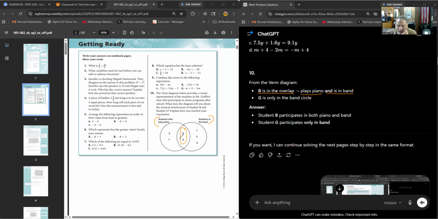Actually, that's only B. And G is only in the band circle. So student B participates in both piano and the band, and student G participates only in the band. Does that make sense? And that's pretty simple, right? Does everybody understand the Venn diagram? Basically, they're telling you how the middle is overlapping between two things, right? Okay, that was number 10.